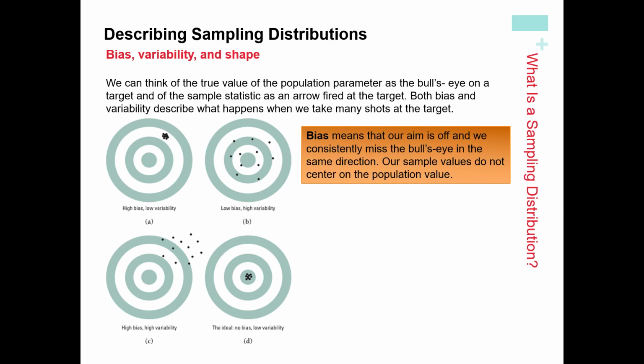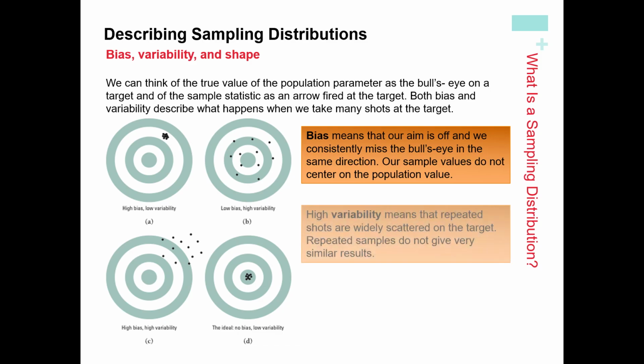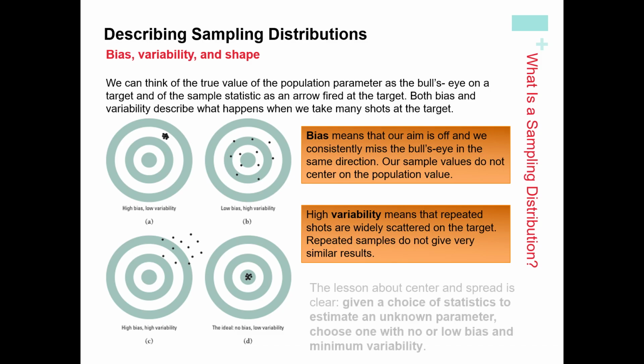So again, just to reiterate, bias is going to be that idea that our aim is off. Our sample values aren't centered on the population value. High variability, though, means that repeated shots are widely scattered on the target. So repeated samples wouldn't give very similar results. This is like doing the same poll twice and finding that 20% and then 90% of people are in favor of something. It's very variable. It's not very cohesive. It's hard to find the story from that.